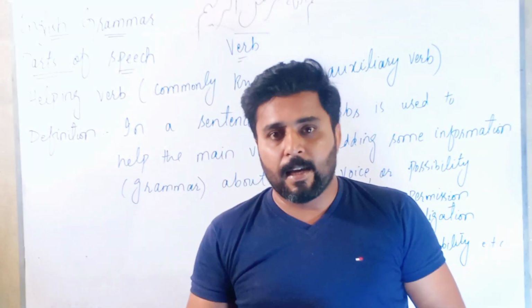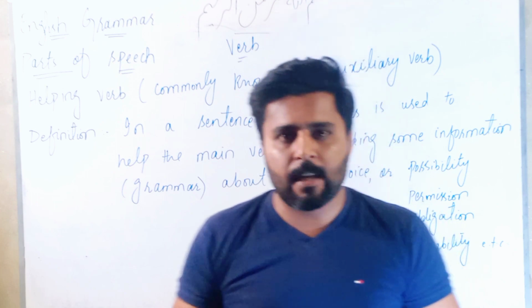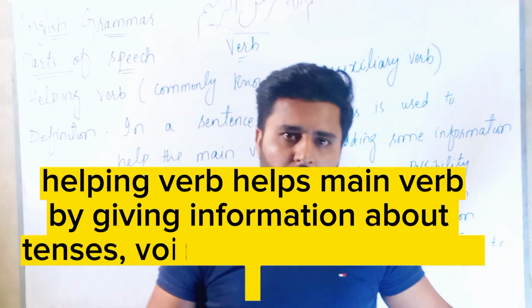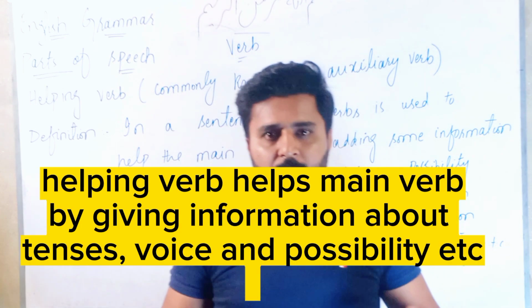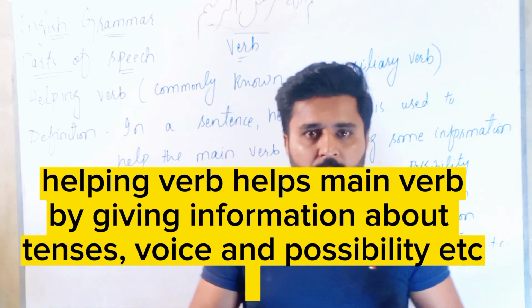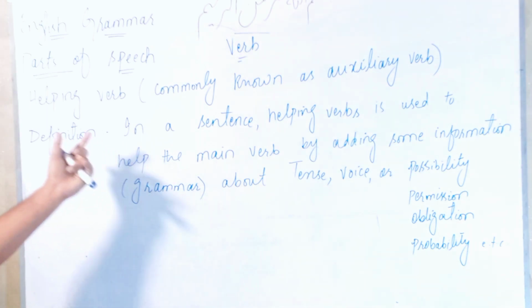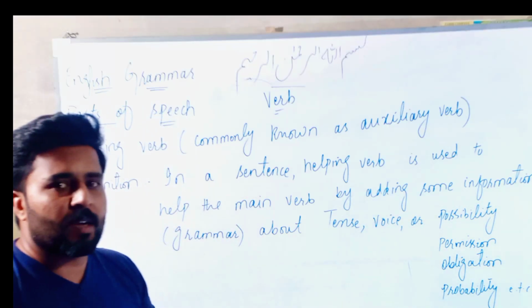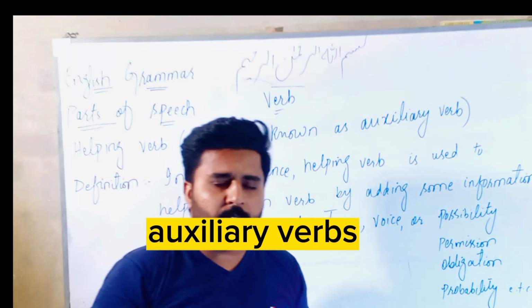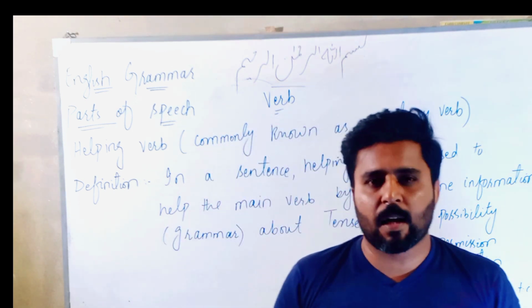When we define a helping verb, as the name suggests, it helps the other verb. And what is the other verb? It is definitely the main verb, the actual action of the subject. So first of all we look at the definition of the helping verb. A helping verb is commonly known as an auxiliary verb. In our grammar lectures we keep talking about auxiliaries or auxiliary verbs.